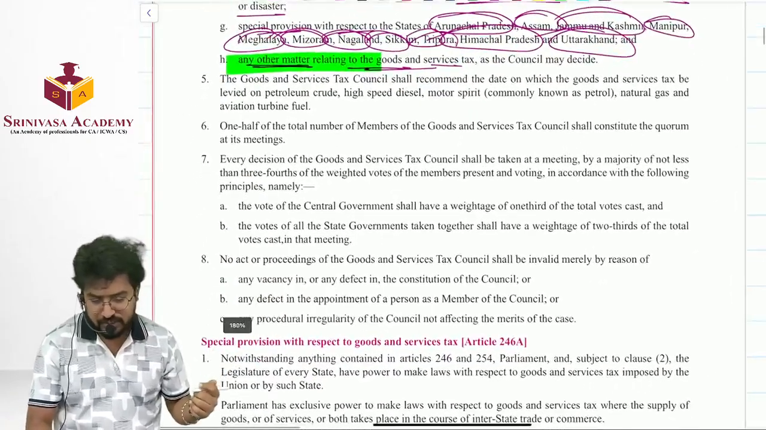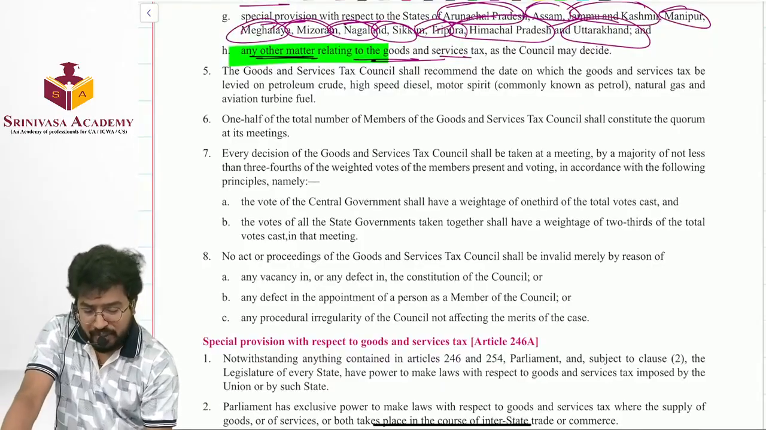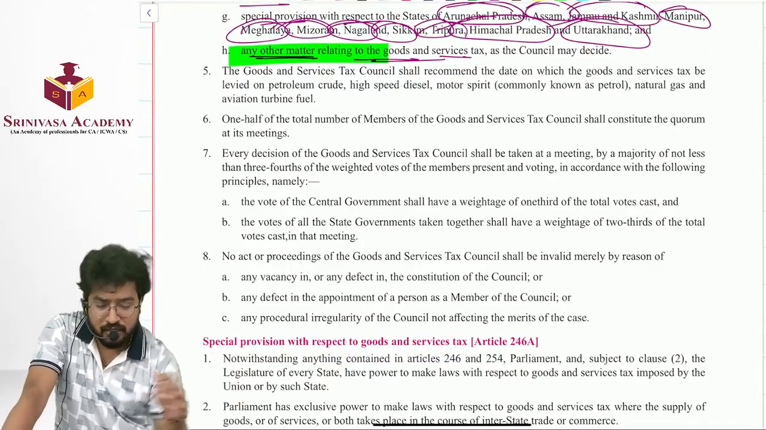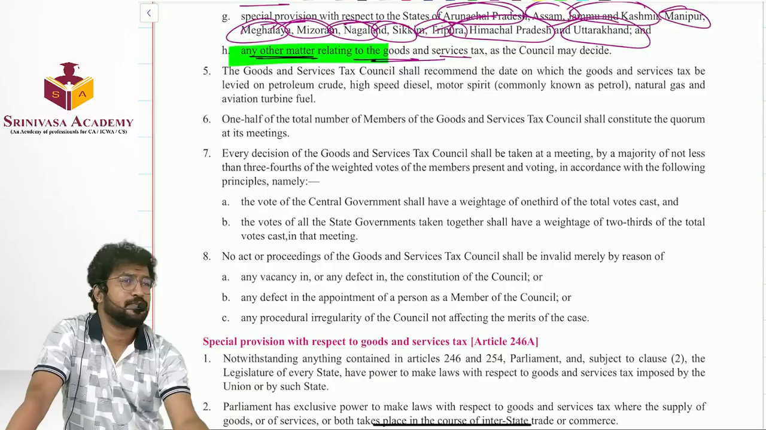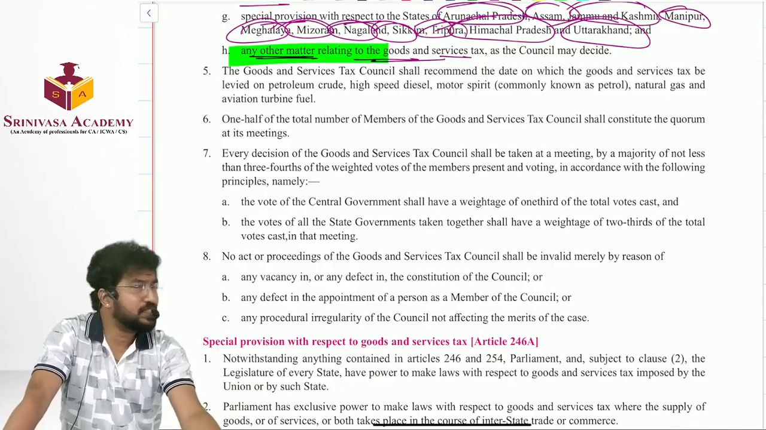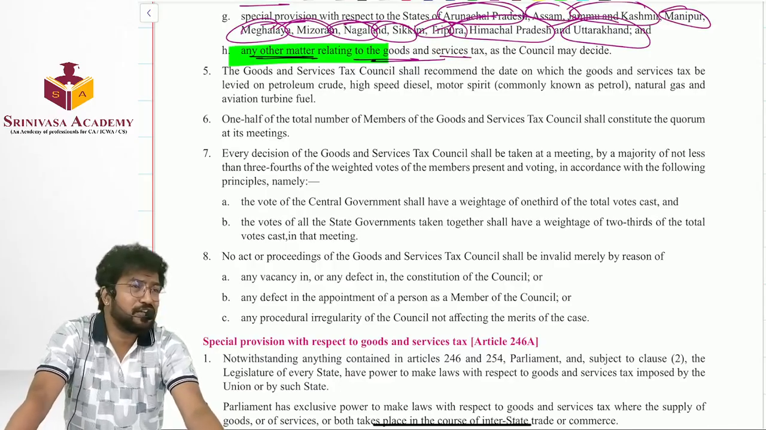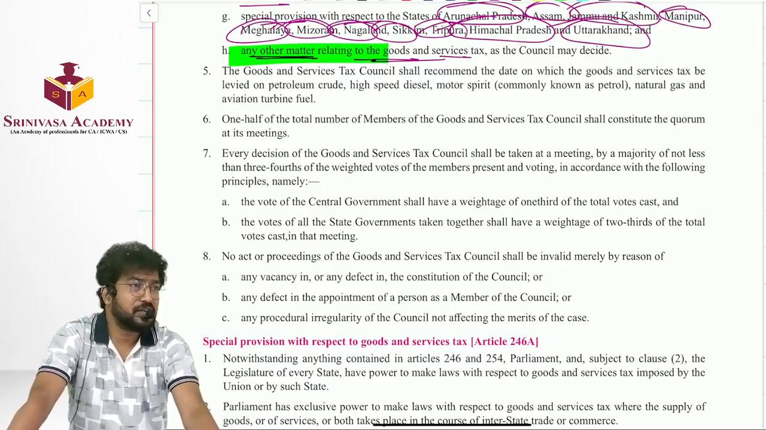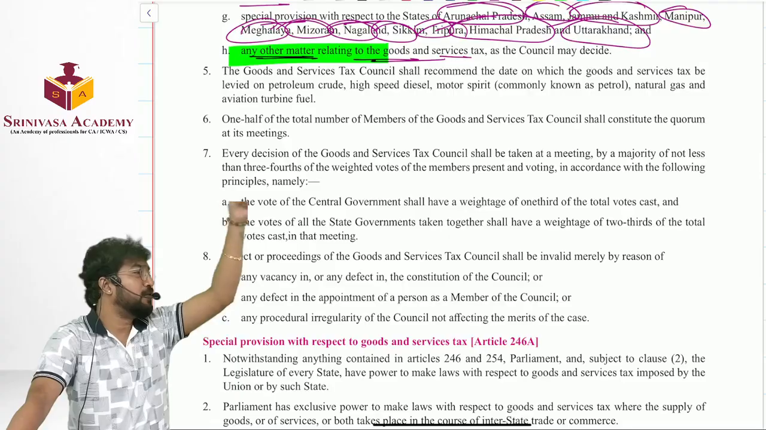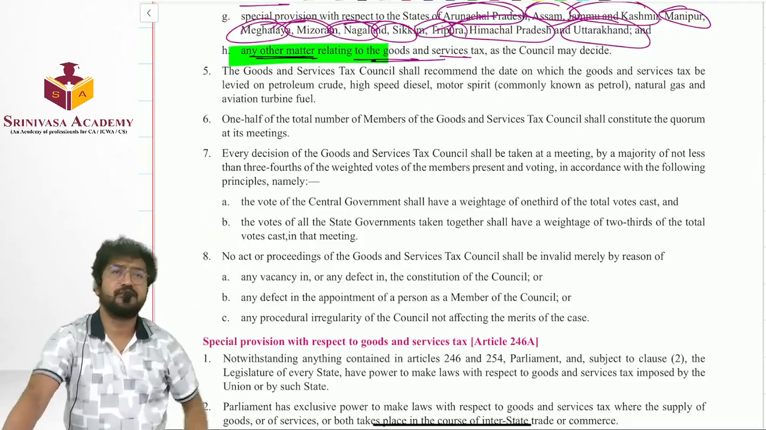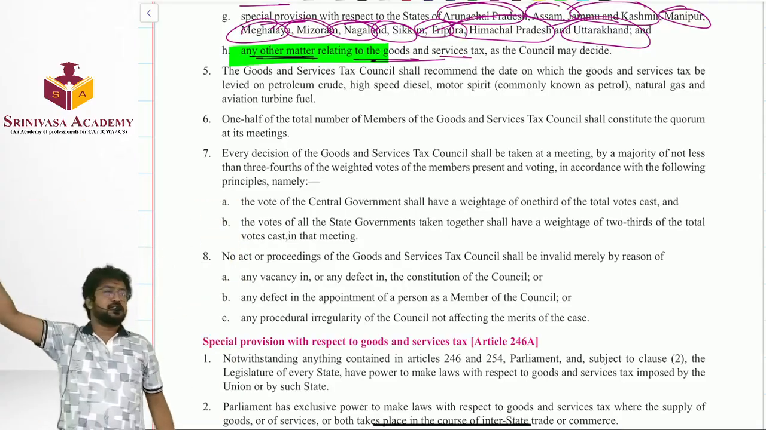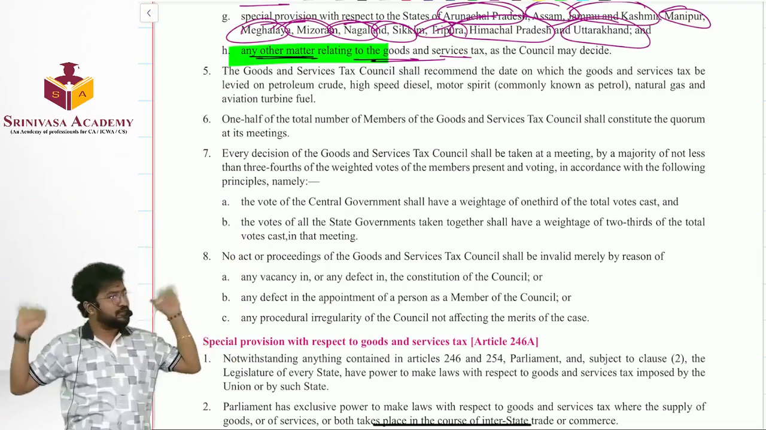Next, what is the next one? Another important point. What is this? Our favorite, now trending topic: petrol, diesel. On that, GST is there or not? GST is not there, but you have the power to levy GST on that. But from when will you levy? The moment the government notifies. When will the government notify? When the GST Council recommends. When will the GST Council recommend? We don't know.